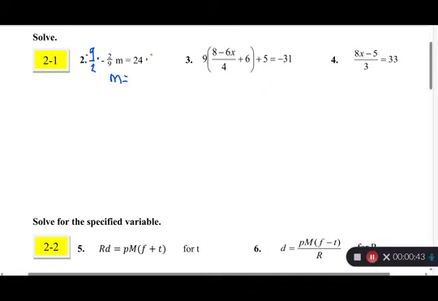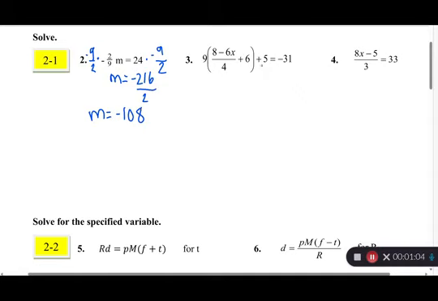What you do one side, you got to do the other. So we're going to multiply by negative 9/2 on this side. Get negative 216 divided by 2. So our final answer is negative 108.